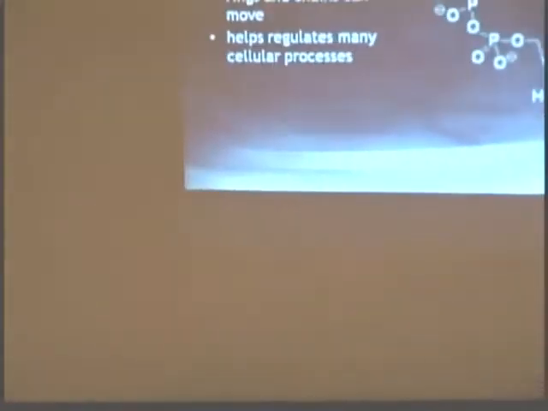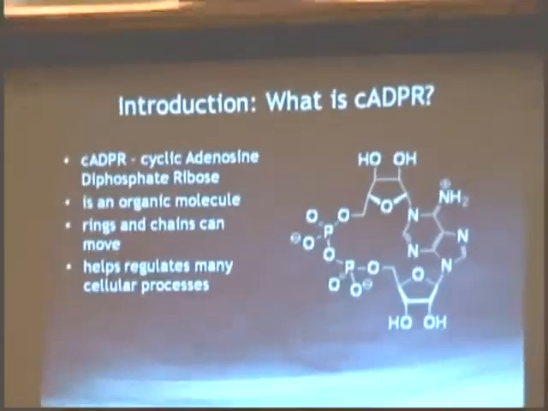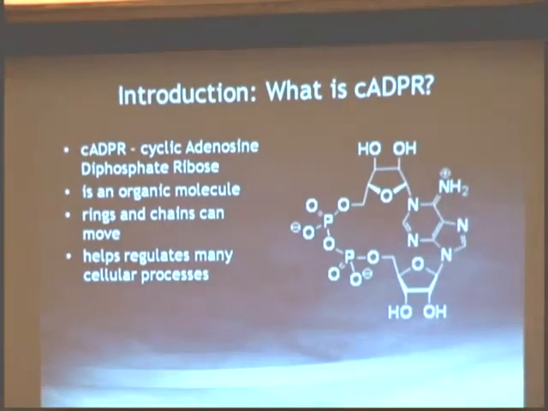Alright, so what is cADPR? This is our target molecule for our study, and what it stands for is cyclic adenosine diphosphate ribose. It has different chains and veins that are able to move and organize themselves in different ways. And the ways that it organizes itself is called conformation.